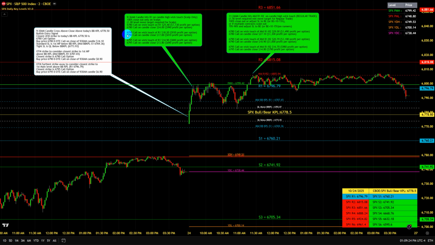The slightly out of the money 67.90 call on the wick touch of R1 was $18.20, so that is a $930 profit per option. On the candle close after backing off, it was $17, so that's $810 profit per option. The furthest out of the money, 67.95, on the wick touch of R1 was $14.90, so that is $800 profit per option, versus the candle close was $13.80, and that would be a $690 profit per option.